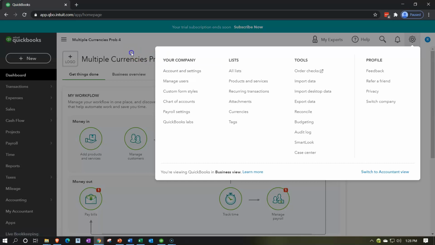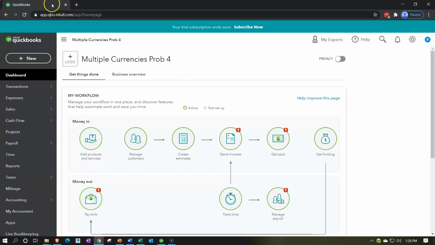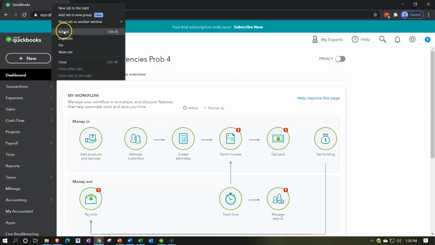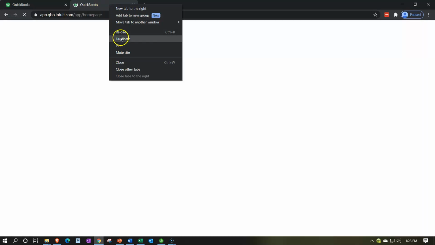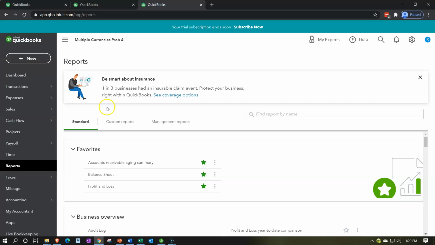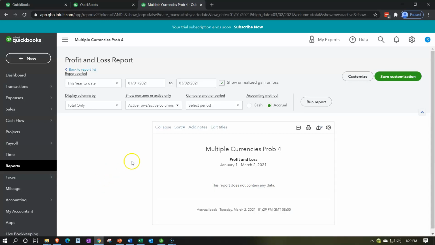Now we're going to be opening up our financials, going to the tab up top, right-clicking on it, duplicating that tab, going to the tab up top again, right-clicking on it again, and duplicating it again. Then we'll go down to the reports on the left-hand side, opening up starting out with the profit and loss, the P and the L.